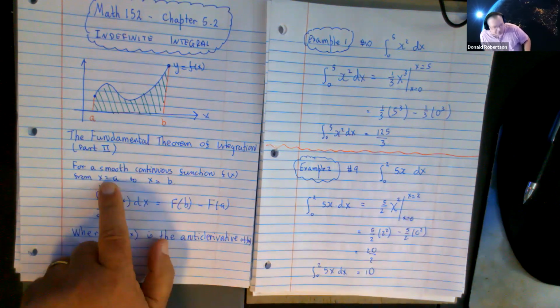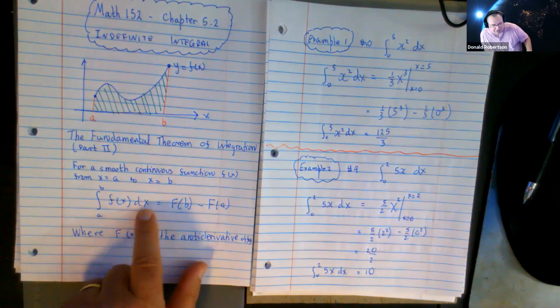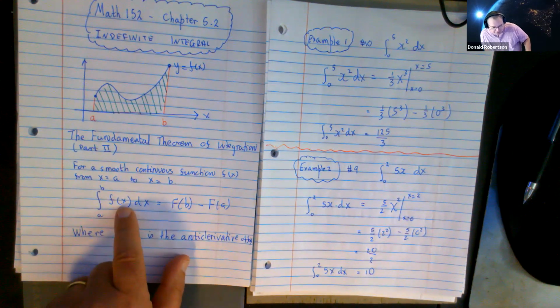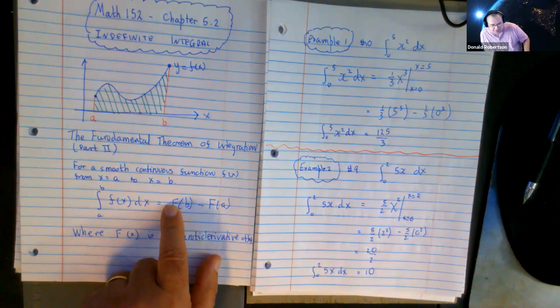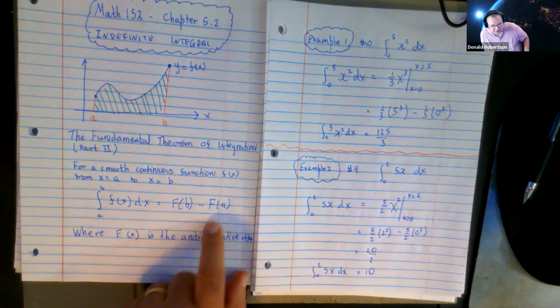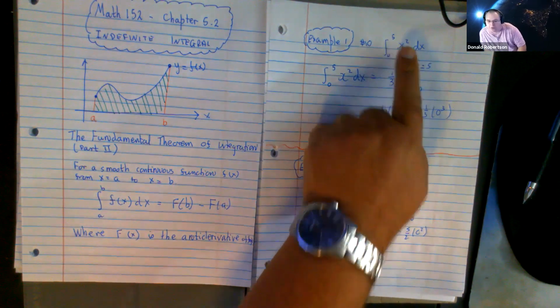From x equals a to x equals b, the integral from a to b of f of x dx, that means the area under the curve from x equals a to x equals b, is equal to the antiderivative at b, take away the value of the antiderivative at a, where capital F of x is the antiderivative. So you remember right at the end of yesterday, we were practicing finding antiderivatives. Like the antiderivative of x squared was a third x cubed, that kind of thing.